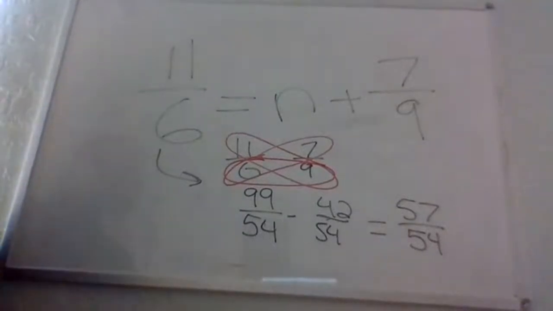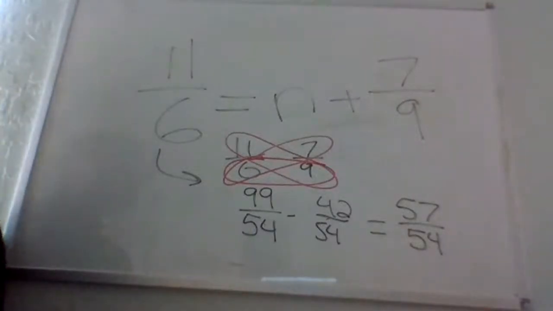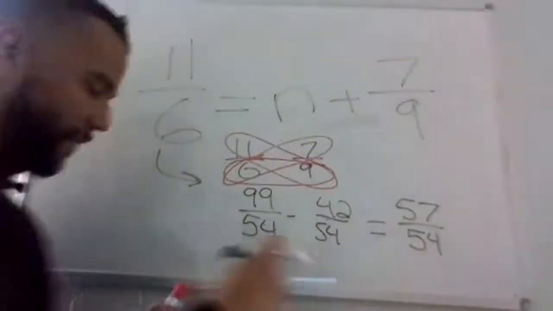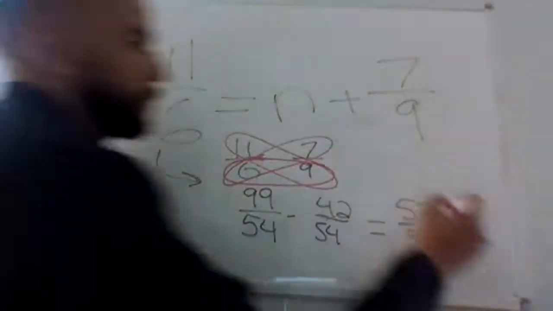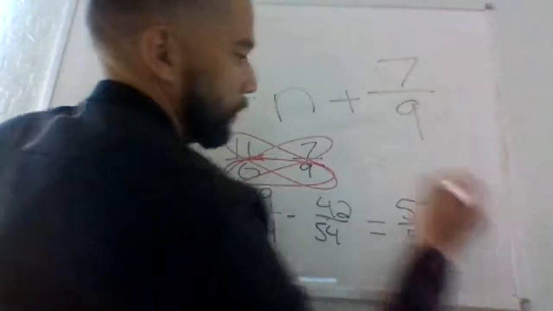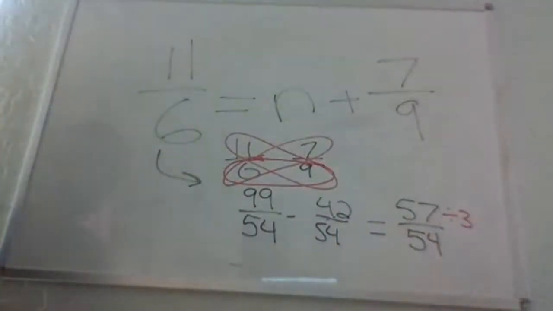And there's a little trick I gave you before. Is it with 3? Correct. So what is 57 divided by 3? 57 divided by 3 is 19.